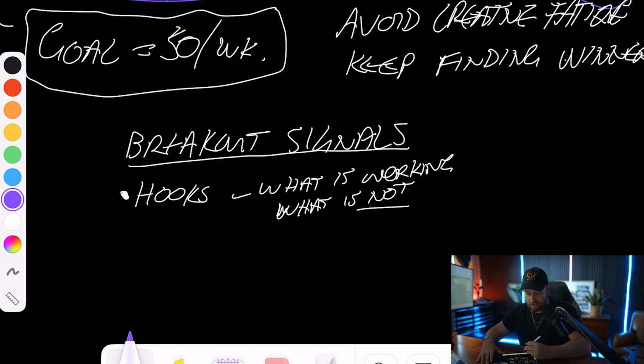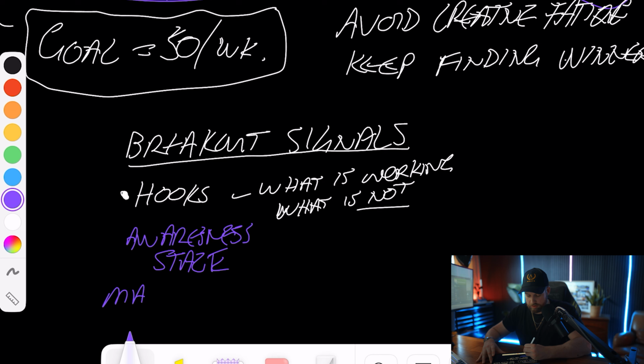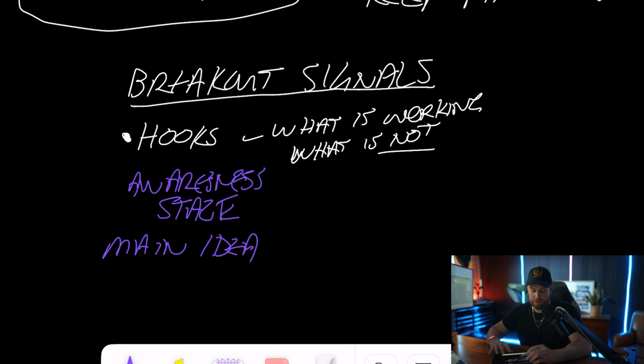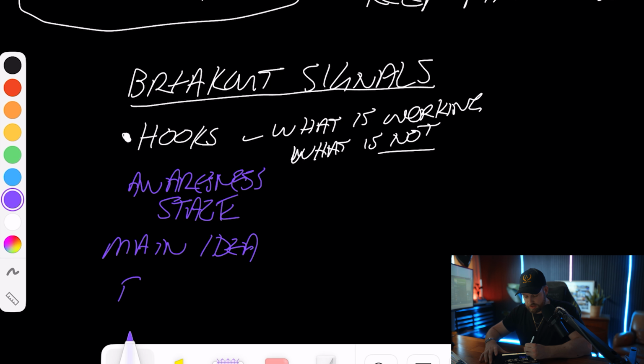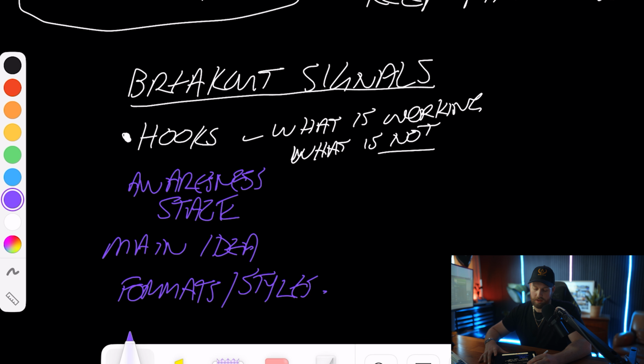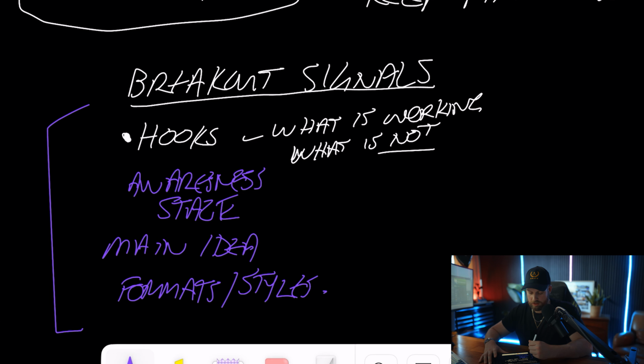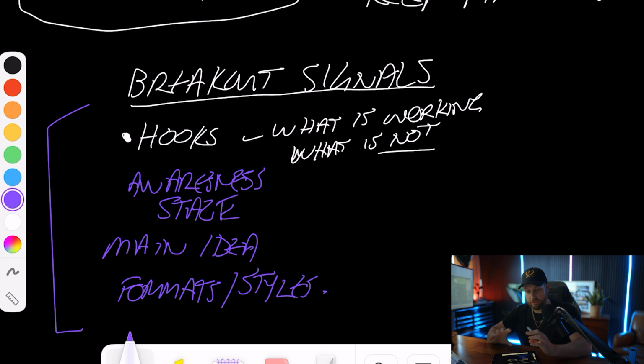The other thing is tracking the main idea of the content, the awareness stage, right? There's the awareness stage, and we've got the main idea of the content. And if we don't know what hooks work and what hooks don't, what main ideas, what formats, strategies, and styles of content we're making, then we're never going to be able to identify breakout signals. We're never going to be able to truly recreate those breakout signals.